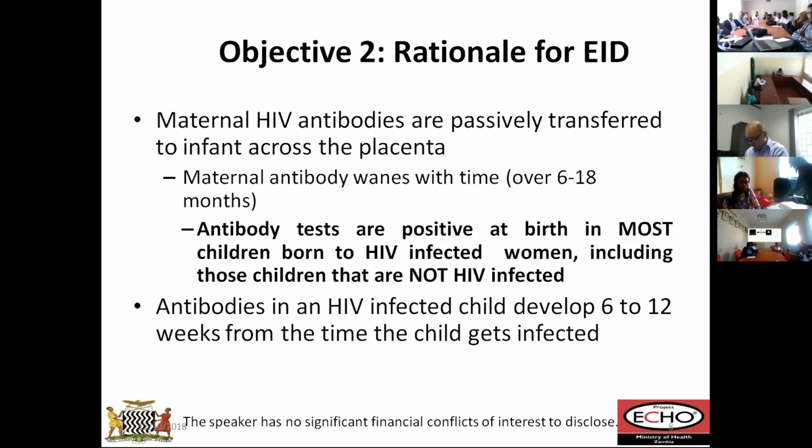So maternal antibodies are passively transferred to the infant across the placenta. And so when we do rapid tests in infants born to HIV-infected mothers, we actually get a positive test, usually even at birth. And then you can't tell if these antibodies are from the infant or they are from the mother. So you are not able to confirm HIV infection in infants based on a rapid antibody test, which is a test that we do in older children and also in adults. And an infant or a child who gets HIV infected will only develop their own antibodies about 6 to 12 weeks from the time that they get infected.